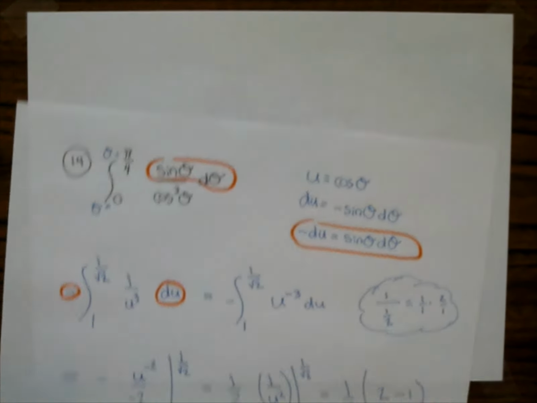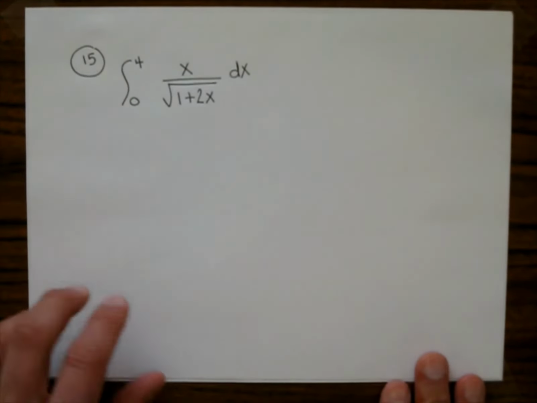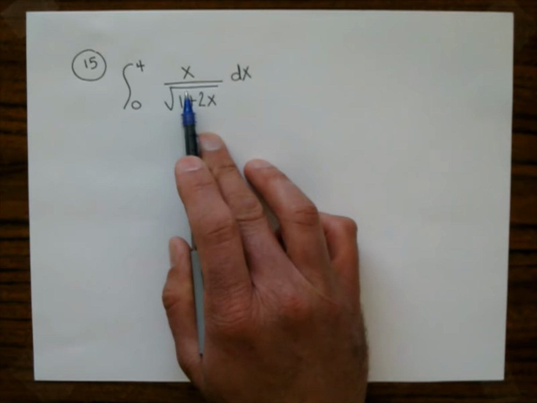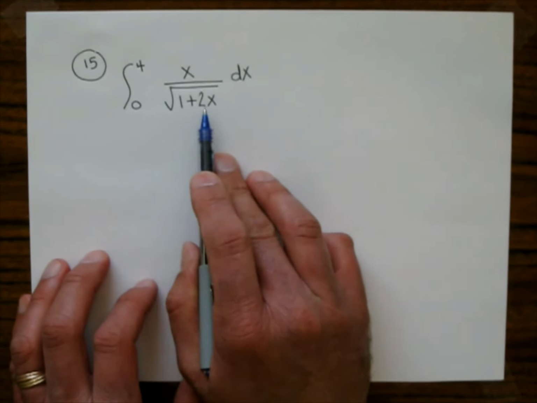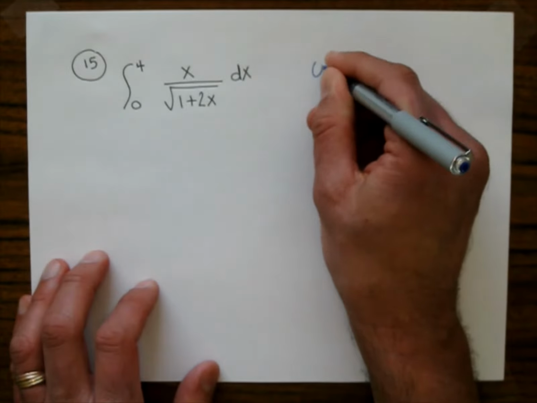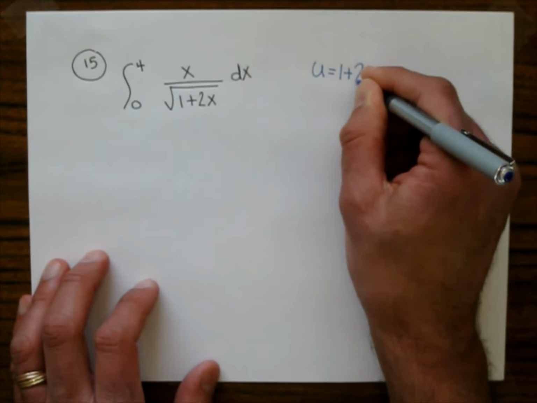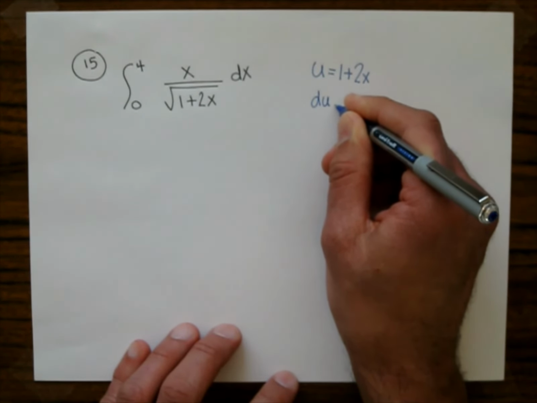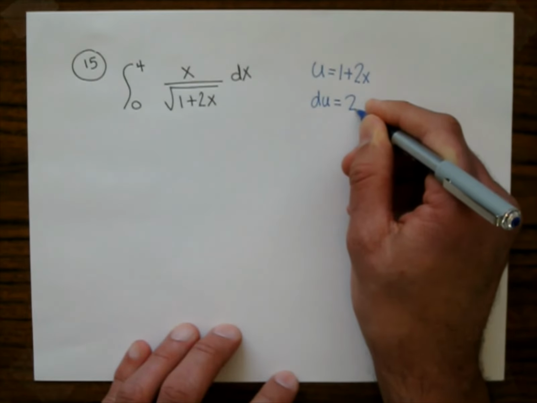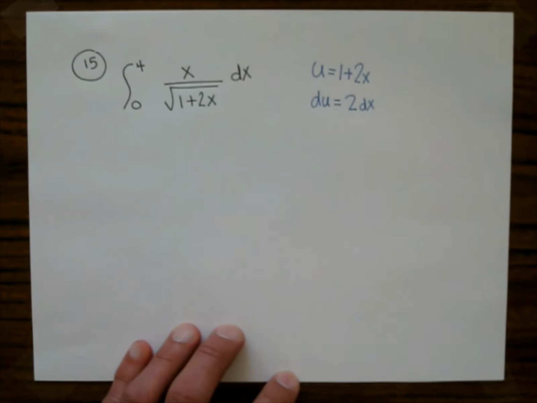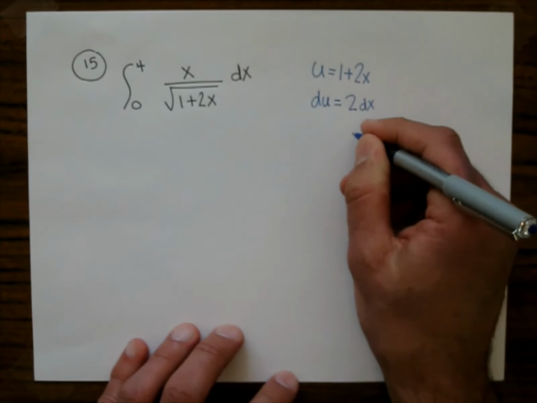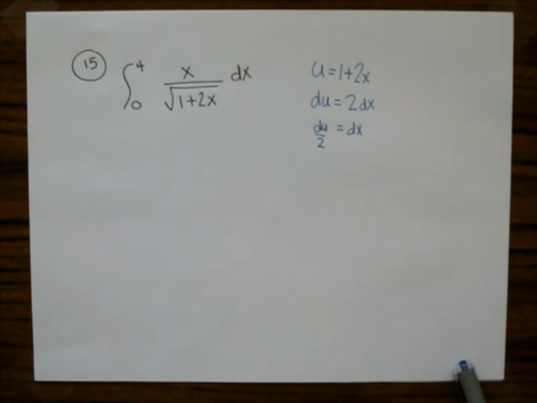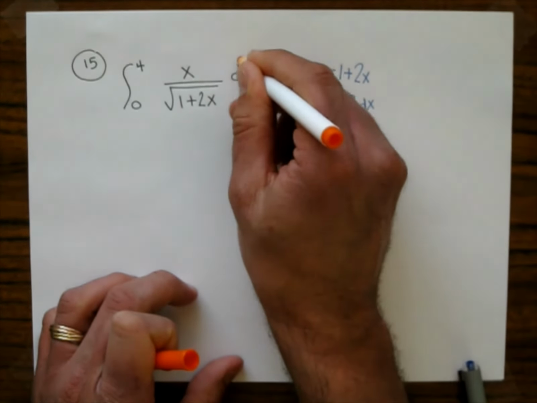Here it is. And so on problem number 15, I've got this big mess of a problem. And let's go ahead and make our u be 1 plus 2x. u equals 1 plus 2x. So du is going to equal 2 dx. Okay, so dx is going to equal du over 2. So we've got that right there, and that right there.